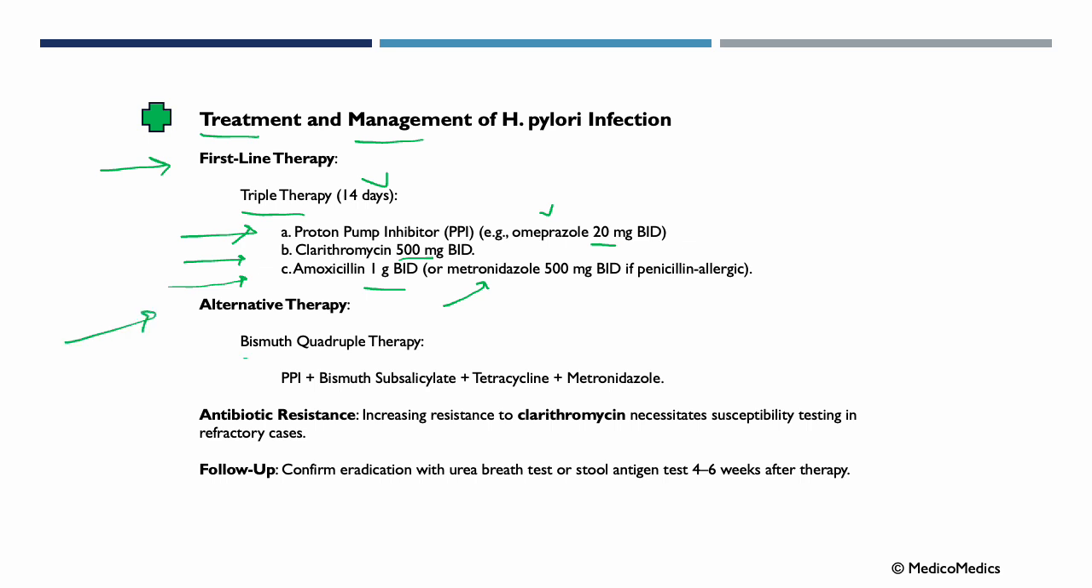Alternative therapy includes bismuth quadruple therapy, so proton pump inhibitors, bismuth, tetracycline, plus metronidazole. However, we have to be aware of antibiotic resistance, so increasing resistance to clarithromycin necessitates susceptibility testing in refractory cases. And we should, of course, always follow up. So to confirm eradication, we do a urea breath test or stool antigen test 4 to 6 weeks after therapy.